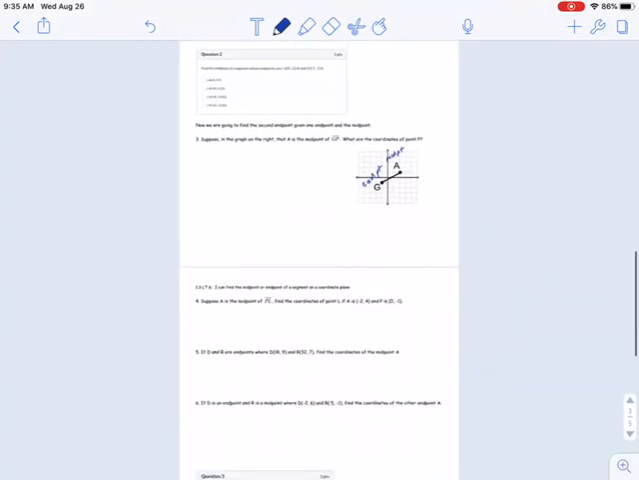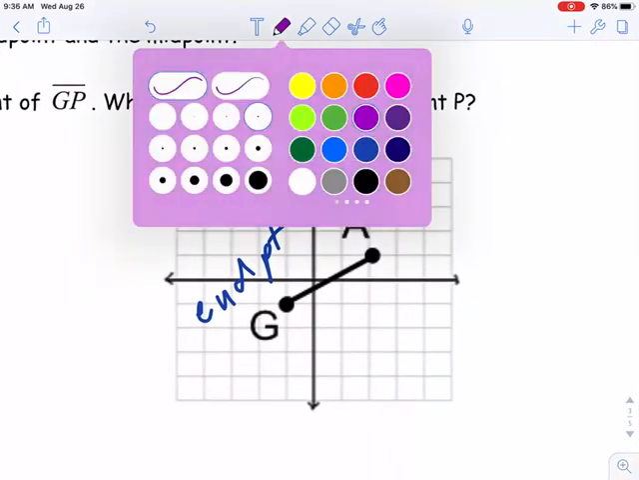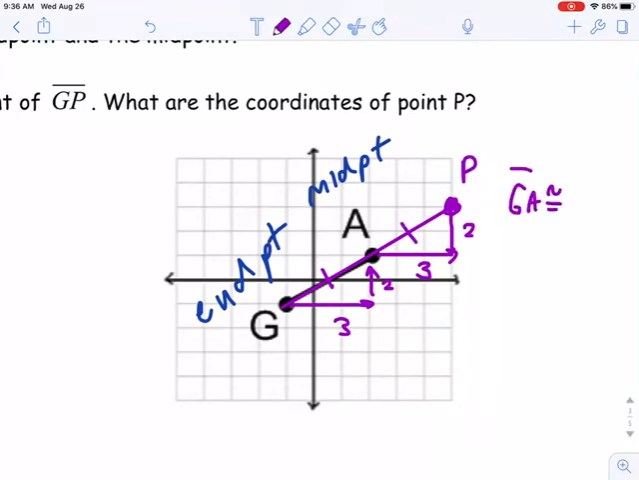So, a famous technique that we're allowed to use is counting. Notice how I go 3 this way and 2 up. So to replicate that, to make A the midpoint, go 3 to the right, 2 up, boom, there's P. And that would make GA and AP congruent and have equal lengths.